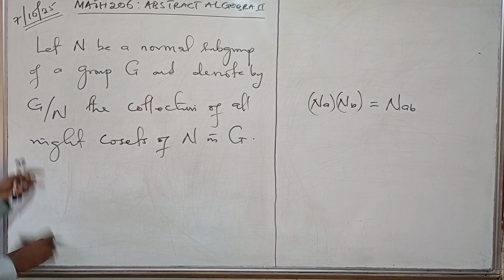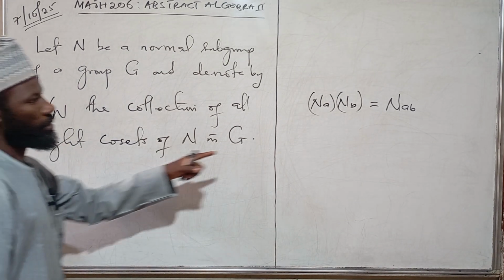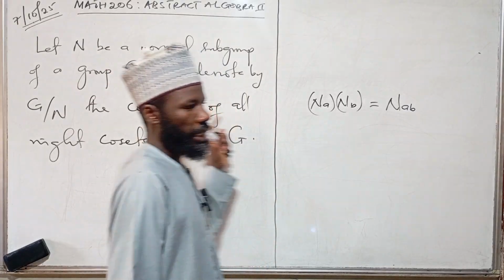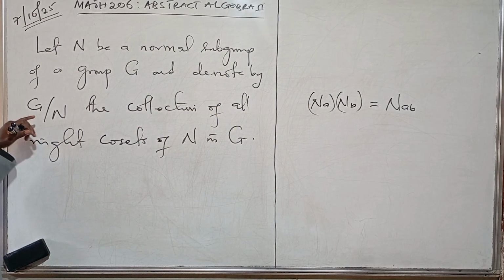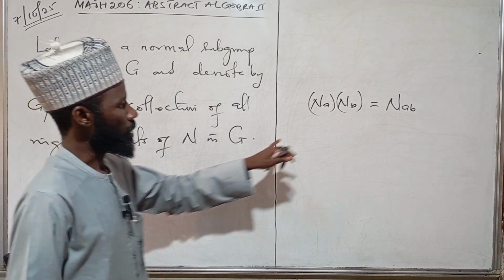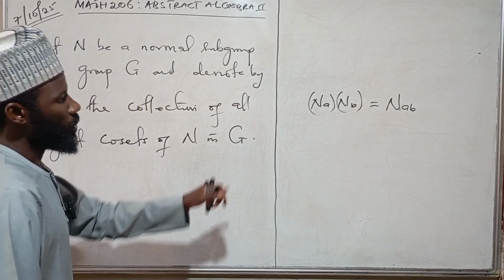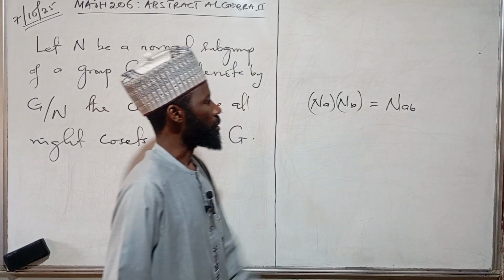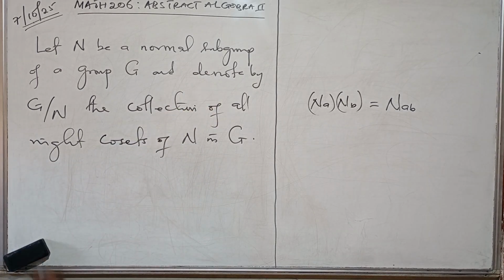And so we can define on this set a binary operation. We have a natural candidate for defining a binary operation on this set. Remember, what we are trying to do is to create a group structure out of this particular set. So since it is a set and we want to make it a group, we define a binary operation. And the natural candidate is to define the product of two right cosets to be equal to the right coset generated by the generators in this way.